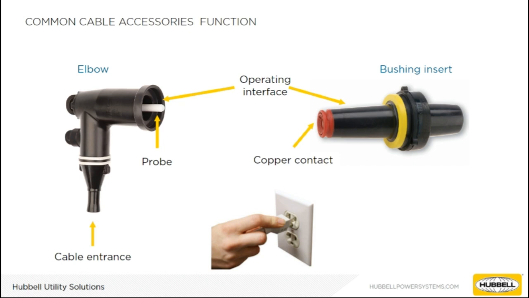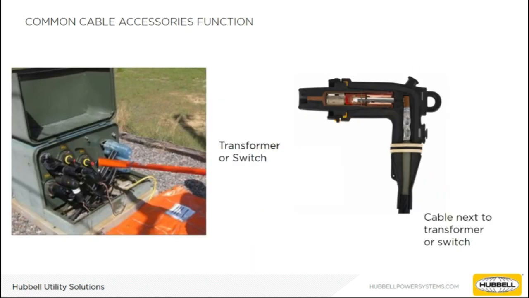The copper contact is there to make the electrical contact with the probe, feeding electricity from the cable into the transformer or switchgear. The bushing insert acts like the outlet you'd plug your household devices into. The elbow is the end of the cable that travels underground, and the bushing insert is installed in the transformer or switch. The image on the screen shows how these products and components we discussed earlier fit together.